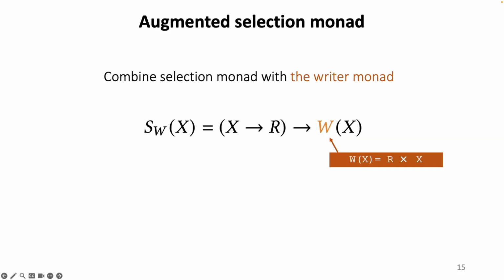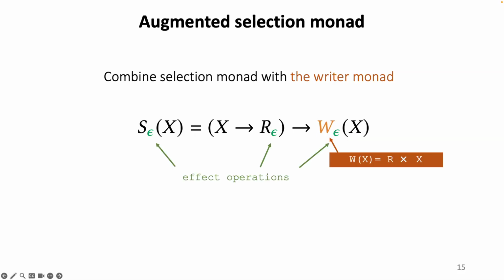And our final selection monad that we actually use in our semantics is slightly more complicated than this because we also need to take into account the set of effect operations that are not handled because we are working with effect handlers. And we'll get back to this definition when we talk about the denotational semantics if we have time.